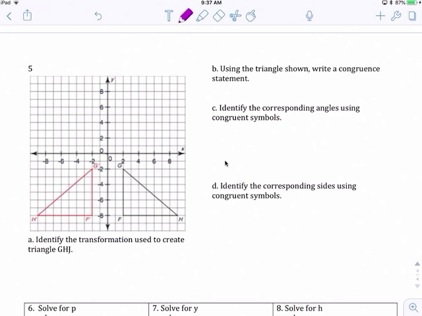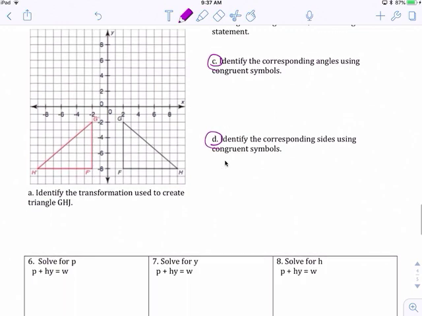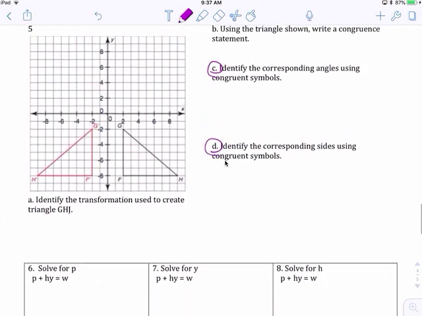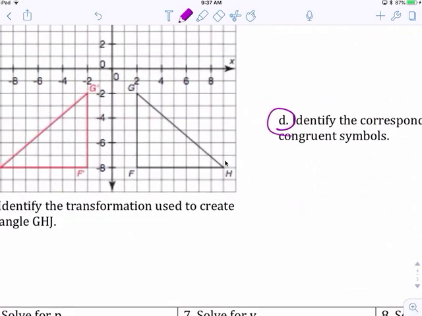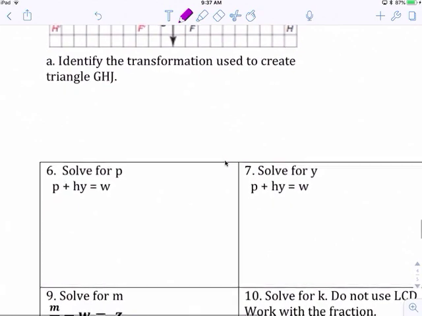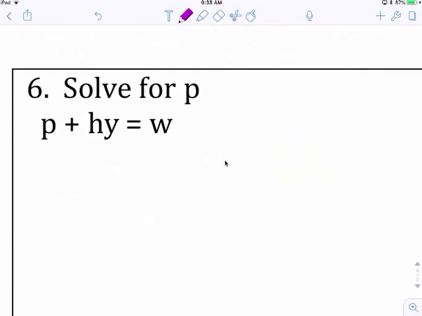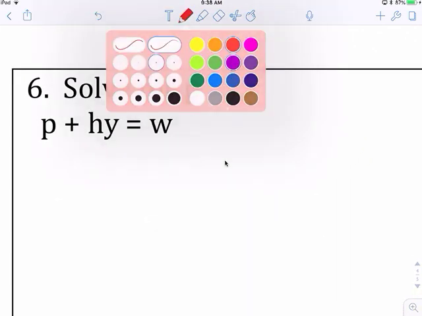Same thing, corresponding, congruent. Do that on your own. Self-explanatory, just like the other ones, especially when they're using the same variable and just the prime. Forgot to change it on yours. Okay, let's solve for P here.